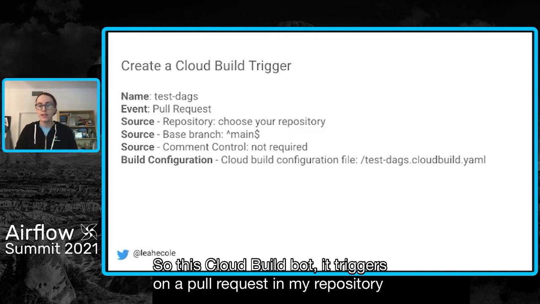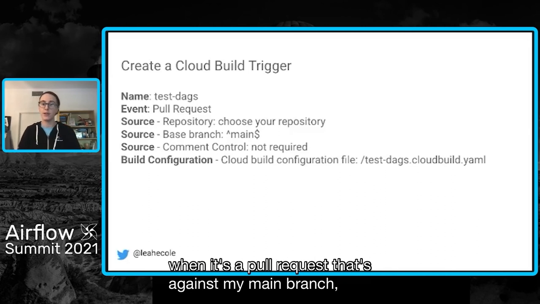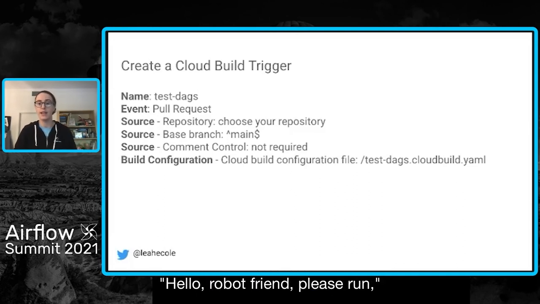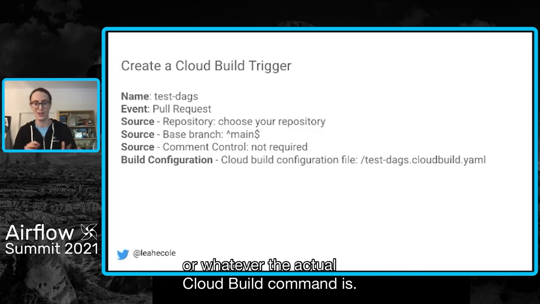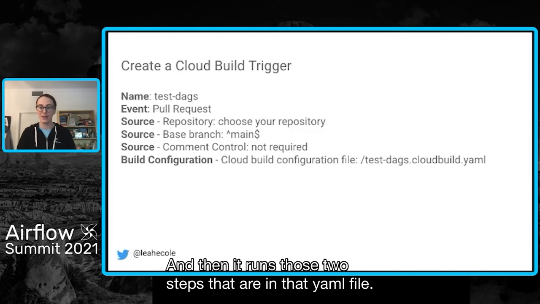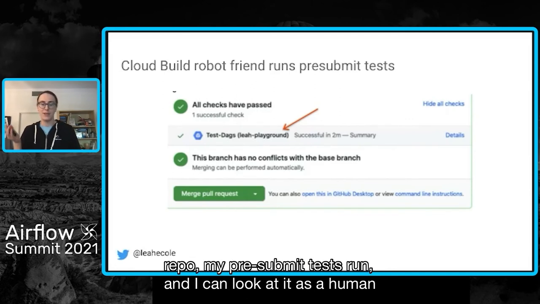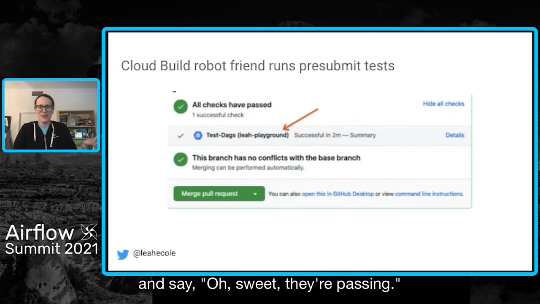So this Cloud Build bot triggers on a pull request in my repository when it's a pull request that's against my main branch. And it triggers every time it opens, not just when a user comments, "hello, robot friend, please run," or whatever the actual Cloud Build command is. And then it runs those two steps that are in that YAML file. So what that looks like is when my Renovate bot friend opens a PR to my repo, my pre-submit tests run, and I can look at it as a human and say, oh, sweet, they're passing.